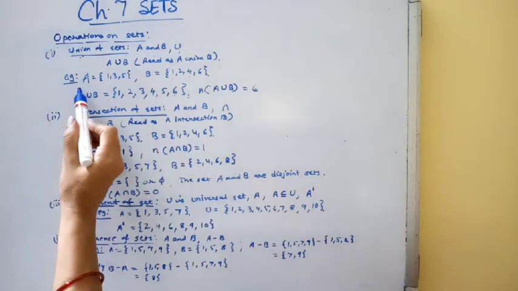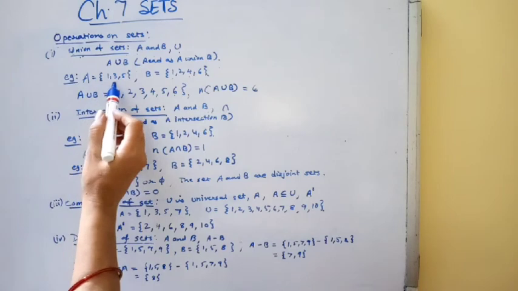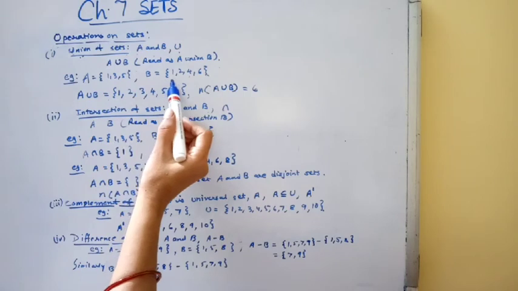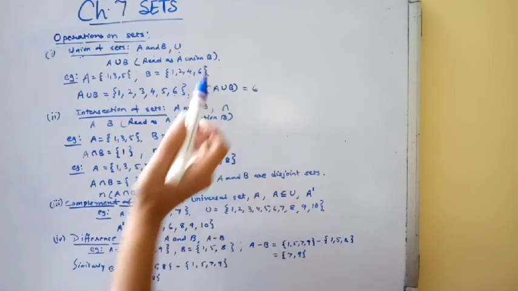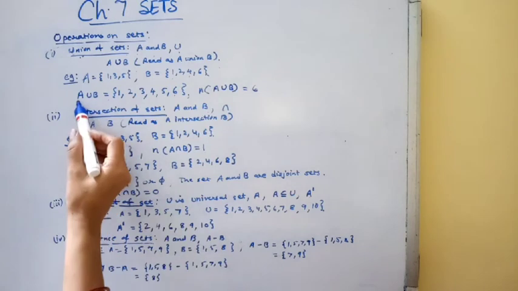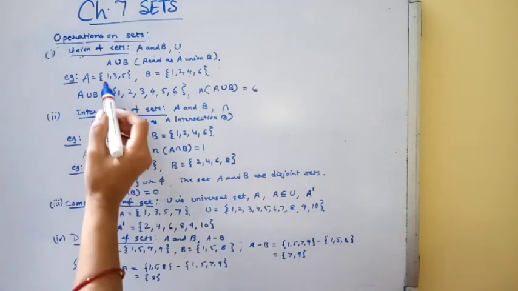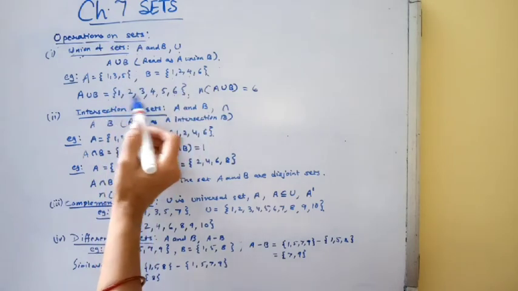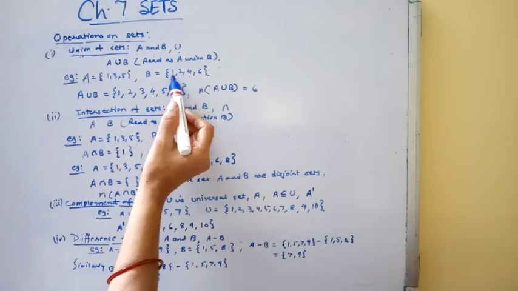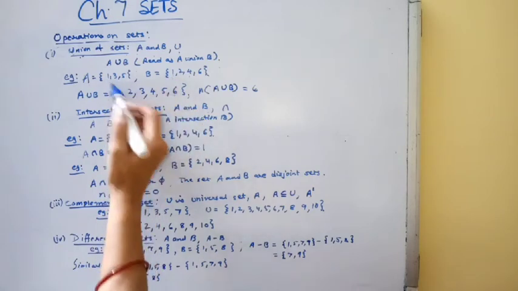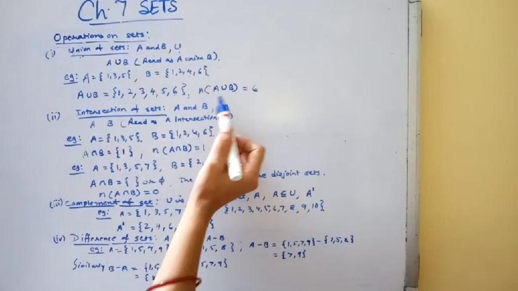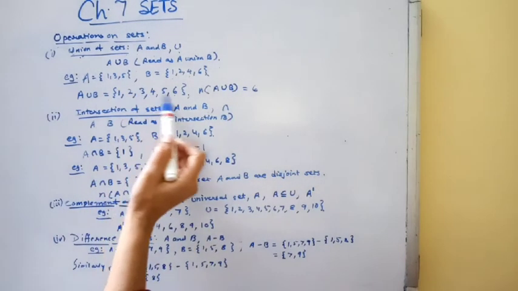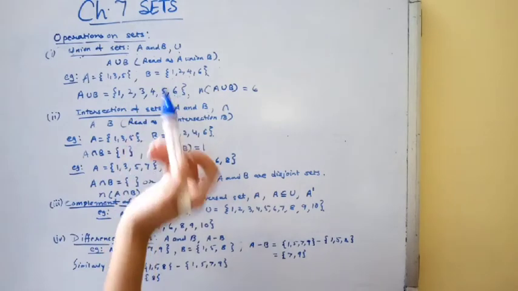Let us take one example. Set A contains elements 1, 3, 5 and set B contains elements 1, 2, 4 and 6. Then A union B is combining both the sets of elements: 1, 2, 3, 4, 5, 6. Here 1 is common, we don't repeat it, and the cardinal number of A union B is 6, because the number of elements in this set is 6.